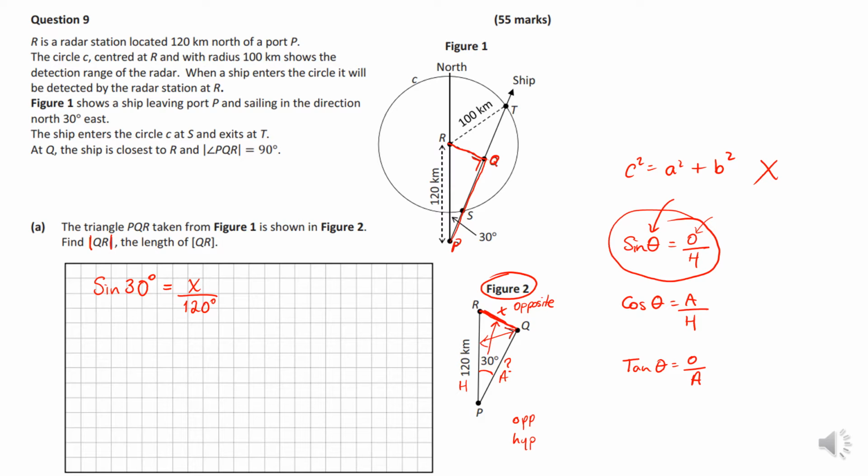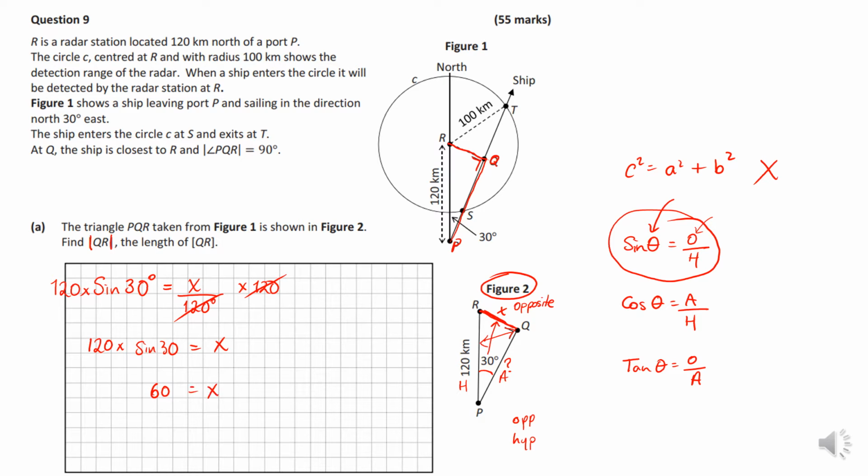Which means we can solve this. Okay, what I'd like to do here is get rid of the fractions. I'm going to multiply left and right by 120. Why would I do that? Because 120 divided by 120 gives 1, and so I get 120 times sine 30 equals X. So on my calculator I'll solve that. 120 multiplied by sine 30, I get 60.